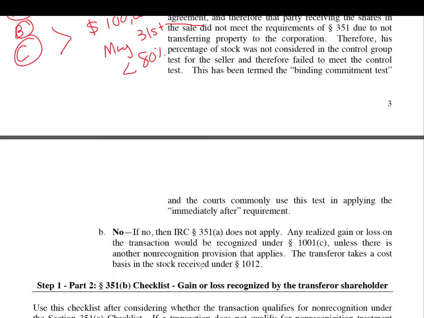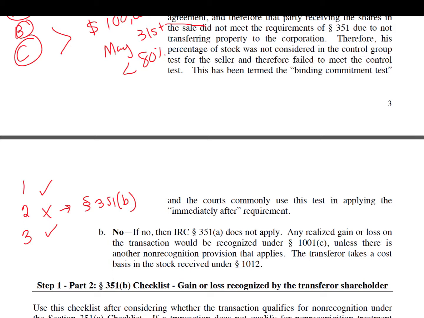If you do not have immediately after the transferor or transferors have at least 80% control, then guess what? You fail Section 351A and you don't get non-recognition. Now, if you don't get non-recognition under 351A, you might be able to get it under 351B if you failed requirement 2, but you met requirement number 1 and 3. So if 1 and 3 are met, but number 2 fails, then we have to look at 351B.